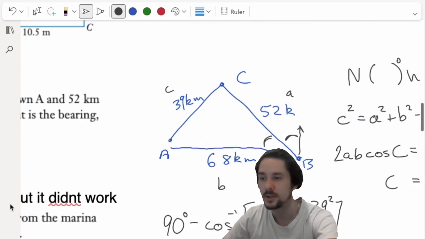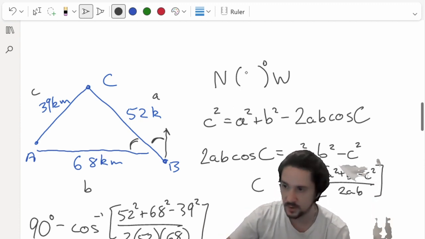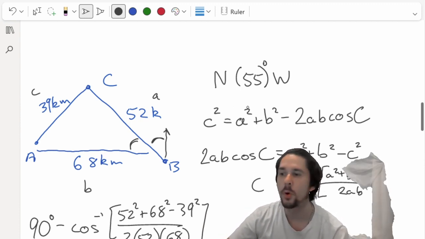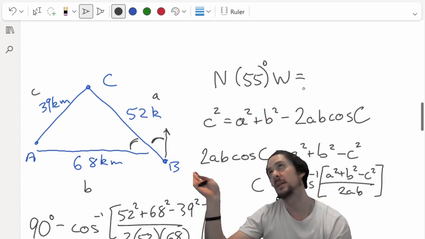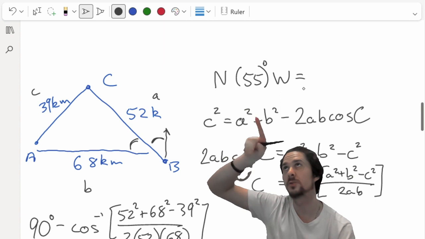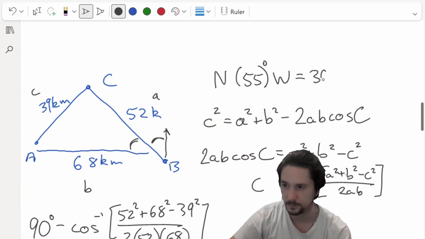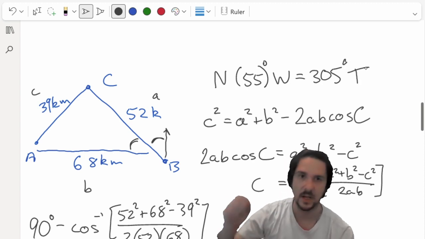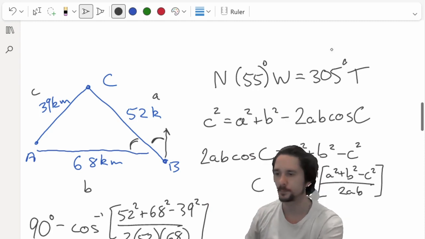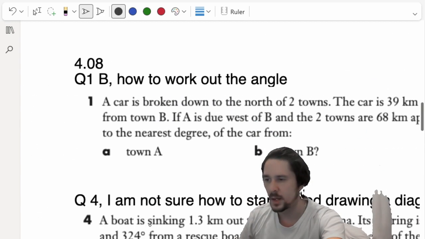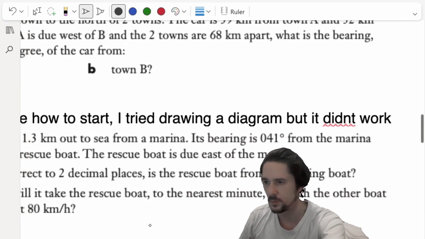Okay, that's awesome. So my answer would be north 55 degrees west. Or if I was using 3-figure bearings, that would be 55 degrees west of 360 degrees, so it would be 305 degrees. From the way the question's asked, it's not clear which one they want. I think either one is fine. All right, so hopefully that's what you got as well, and we just want the bearing.